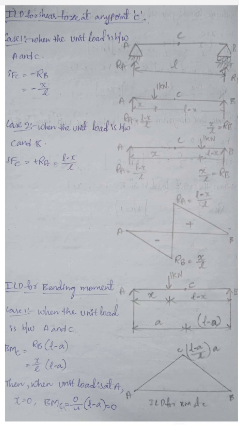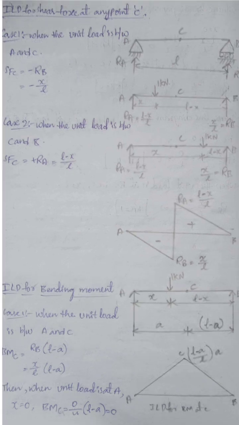Then if we calculate the shear force value at C, we will get minus RB. So shear force at C equals minus x by L. Case 2, when the unit load is in between C and B, then shear force at C we will get as RA, that is (L minus x) by L. You can see the figure there, the figure of ILD for shear force. RB value is negative, minus x by L, and RA is (L minus x) by L.